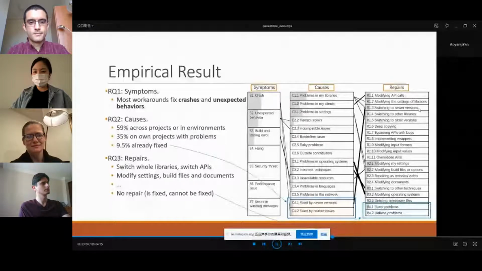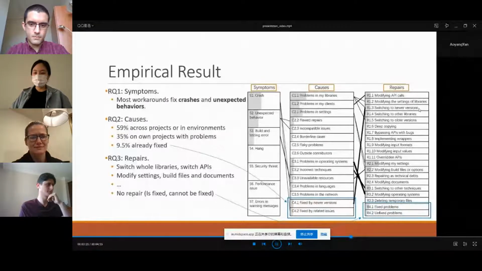RQ3, how do workarounds repair bugs? The answer is that there are various types of repairs, such as switching whole libraries, switching APIs, and modifying settings, build files and documents. Some workarounds have no repairs, since the problems are already fixed or cannot be fixed at present.